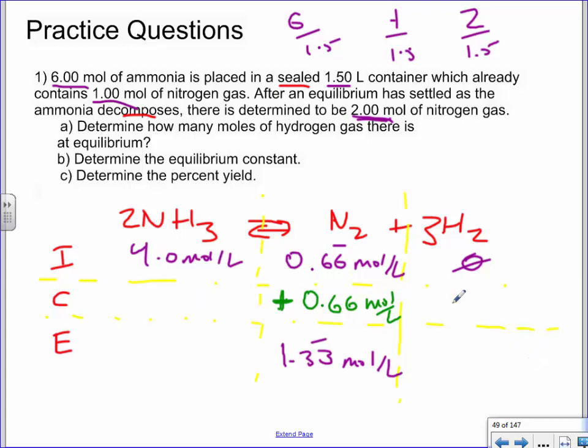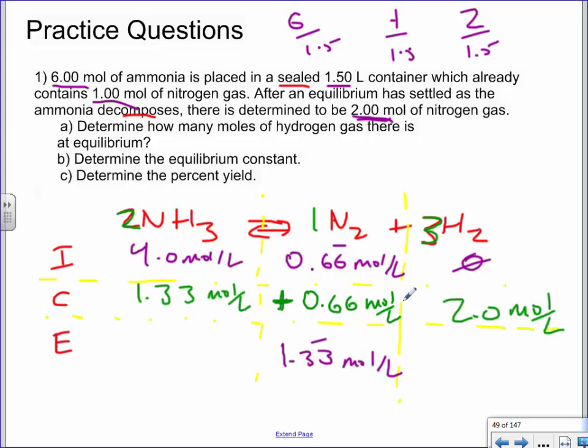Well, now that you know the middle column, change is dependent on the coefficients. For every 2 of these, you make 1 of these and 3 of these. So I can now figure out the rest of these columns here based on the ratios. What is 3 times bigger? I think 3 times bigger for this is actually 2 moles per liter. Because like from 1 to 3, 0.66 times 3 is 2. And 0.66 doubled is 1.33.